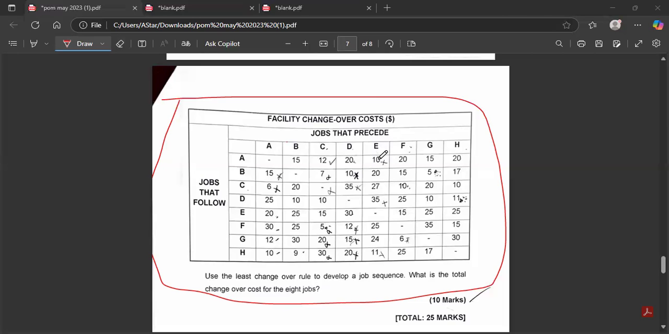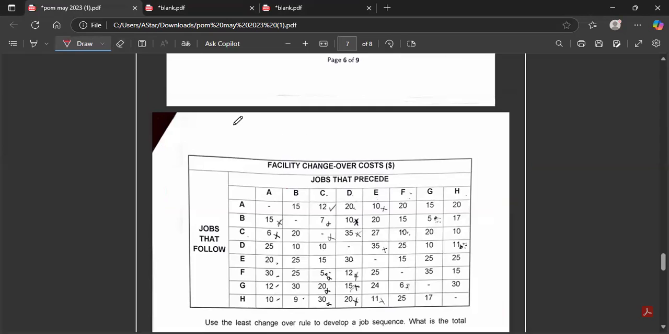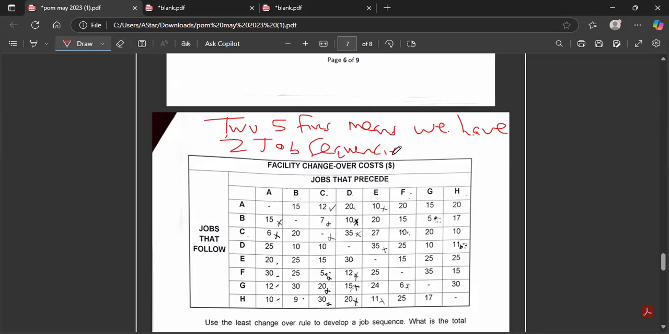Okay, so the smallest cost is 5. But how many 5s do we have? We have 2 5s. So if you have 2 5s, meaning 2 job sequences.